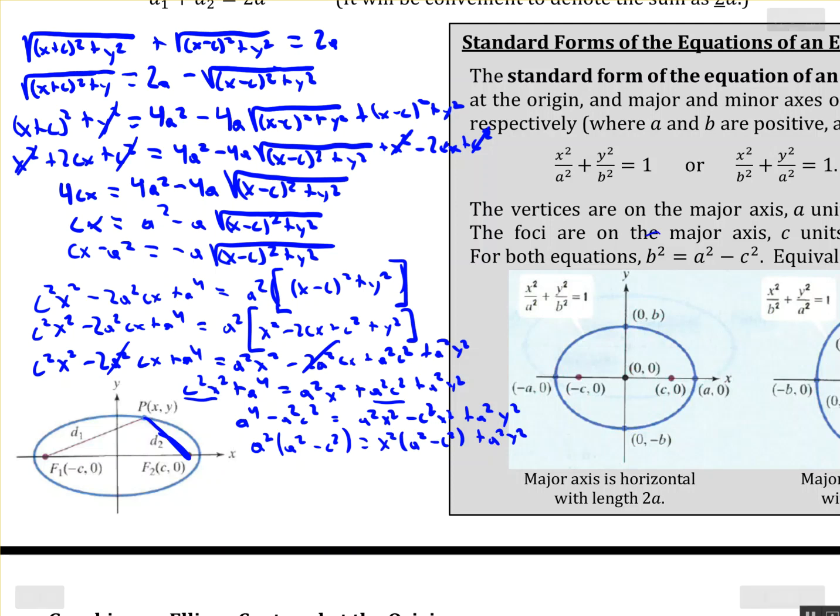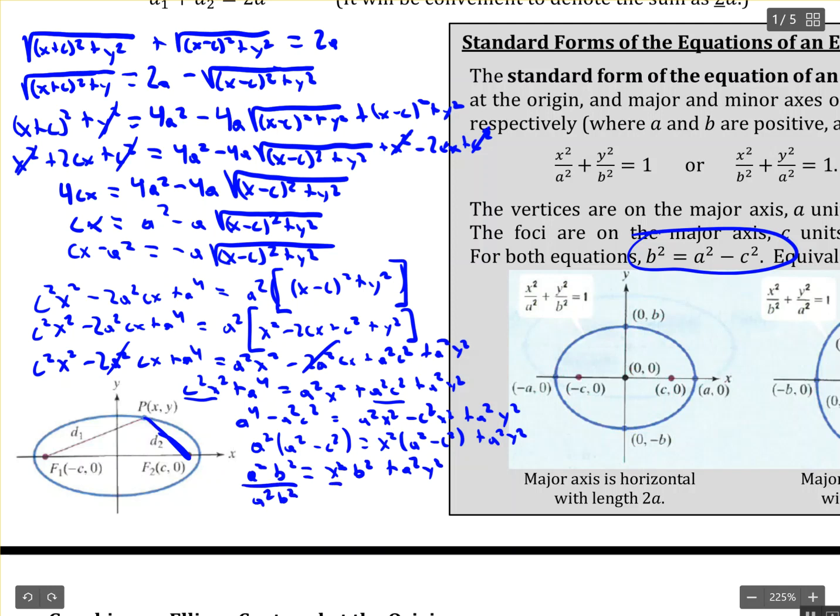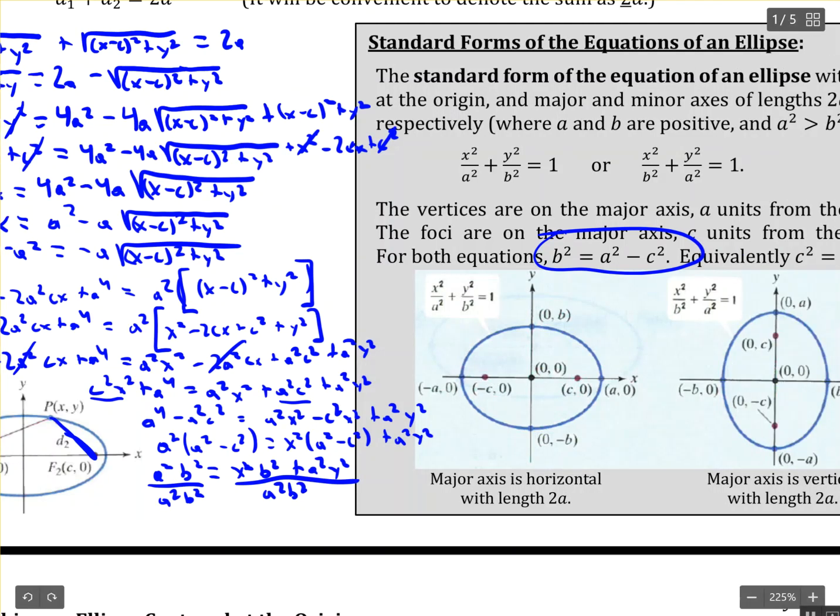Finally, let's use this little substitution here. Let's let b squared equal a squared minus c squared. So then I'm going to have a squared b squared equals x squared b squared plus a squared y squared. And now let's just divide both sides by a squared b squared. When I do that, I end up with 1 equals x squared over a squared plus y squared over b squared.